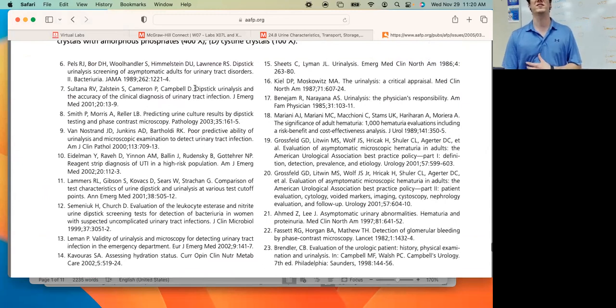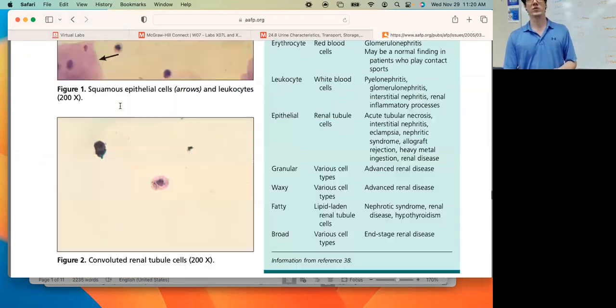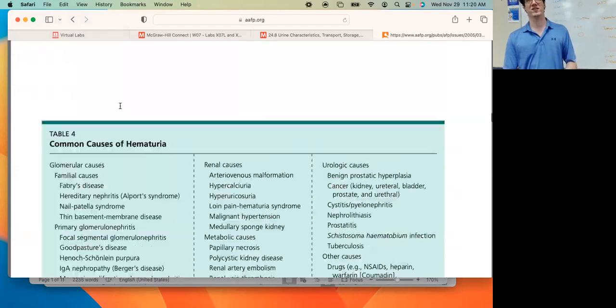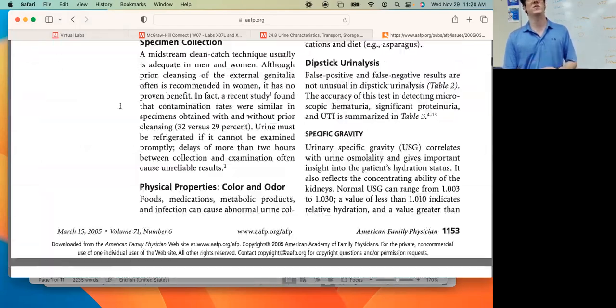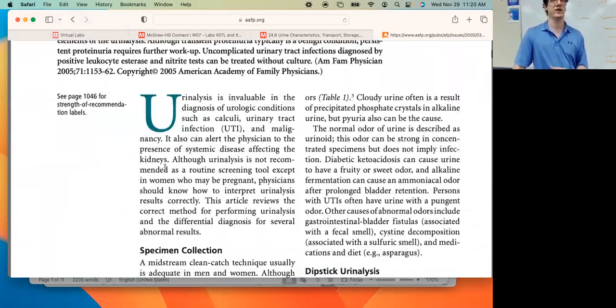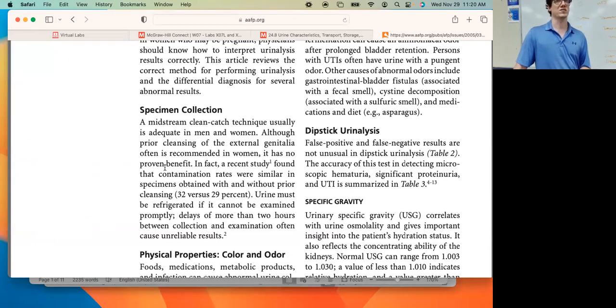Hey, dipstick urinalysis and the accuracy of the clinical diagnosis of urinary tract infection. Hey, you could use that one if you're talking about urinary tract infections. When you're reading these, also in their introductions and conclusions, they might give you some idea of what to talk about, how to talk about it, that sort of stuff. Okay. So there's a lot of information to be found out here.